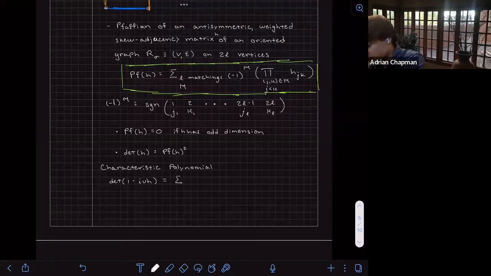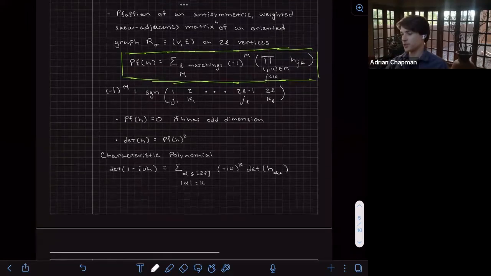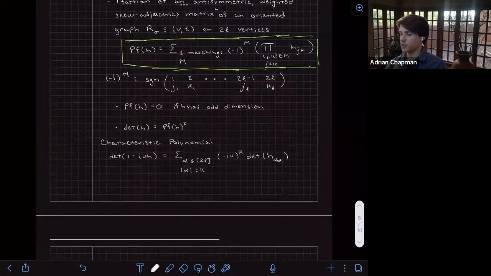And so this is the sum of all subsets, I'll call them alpha, of 2L, where 2L again is the size of the matrix. And I'm going to set the size of alpha equal to K. So it's the sum over all K, defining K as the size of alpha. And this gives minus IU to the K times the determinant of the alpha by alpha submatrix of H. So the rows and columns of H specified by the subset alpha.